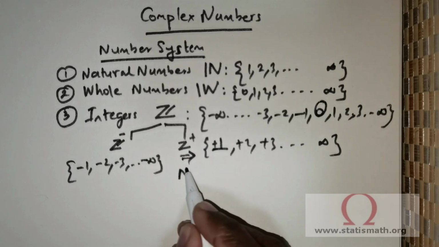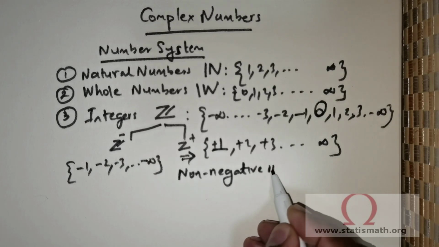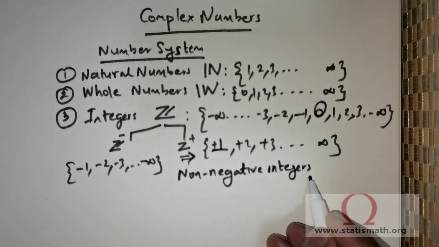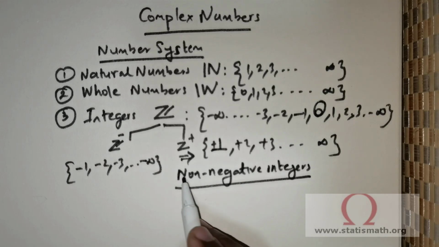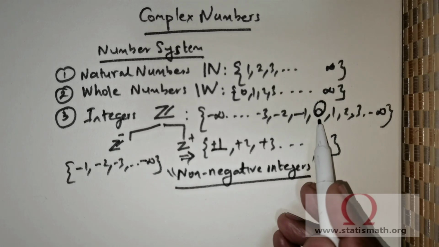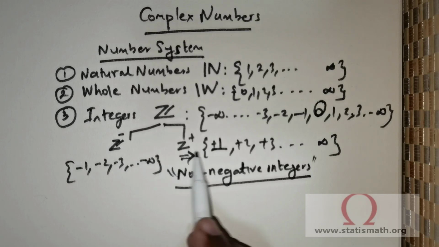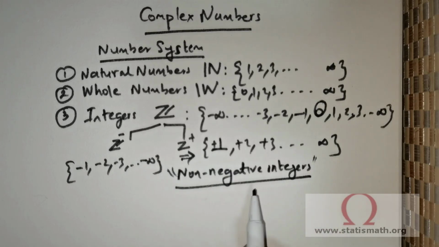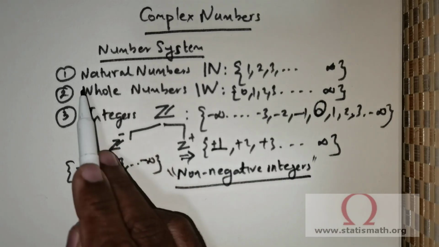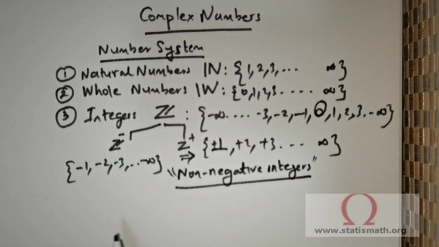There is something called non-negative integers. If they use the term non-negative integers, then you can include 0. You follow me? But if they specify positive integers, you cannot include 0. Have it in mind. Having given you the definitions of natural numbers, whole numbers and integers, it's time that we know what rational numbers are.